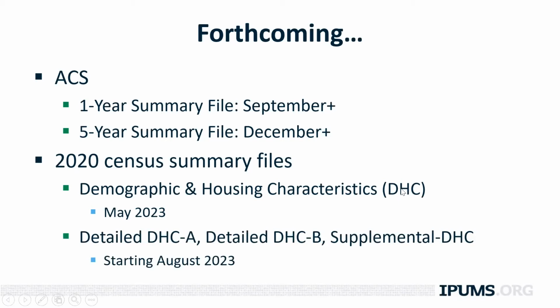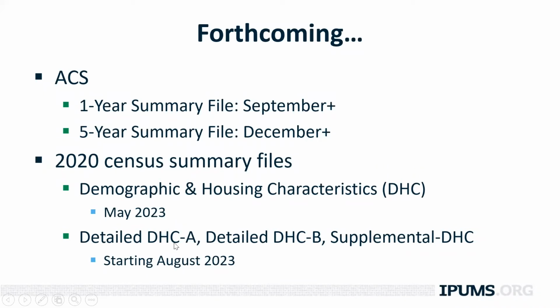The DHC replaces summary file 1 from previous censuses. The detailed DHC replaces summary file 2 with iterations of many specific race and ethnicity categories. And then the supplemental DHC will include counts of household relationships and other relationships between population and households. Those files will be coming out starting in August 2023, according to the current plans.